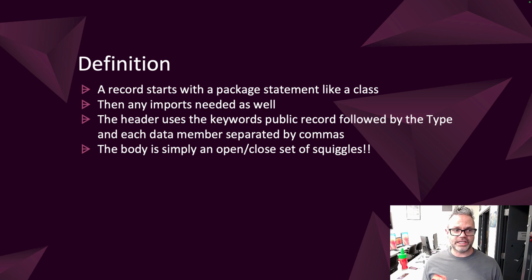The header then has the keywords public and record, of course, followed by the type name we're working with, and then each parameter is inside the parens separated by commas. And the body itself is just an open closed set of squigs. That's it. Your record is completely defined just by that. So let's take a look at that right here with the next example.